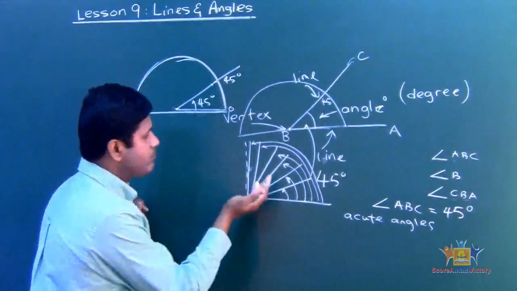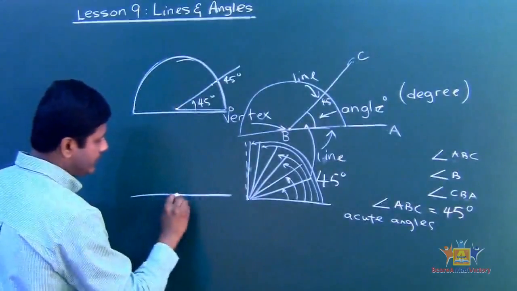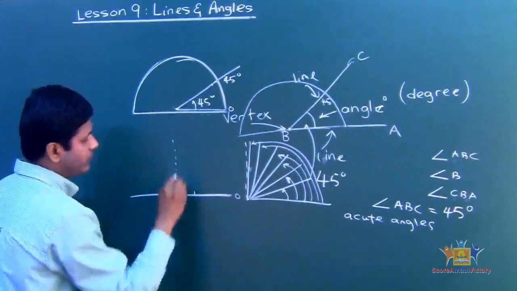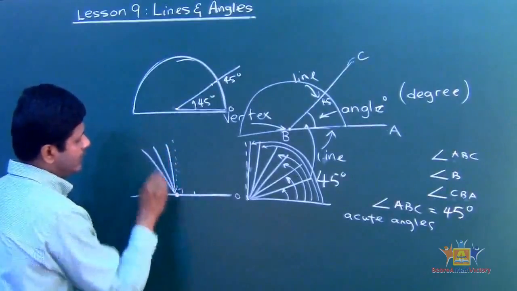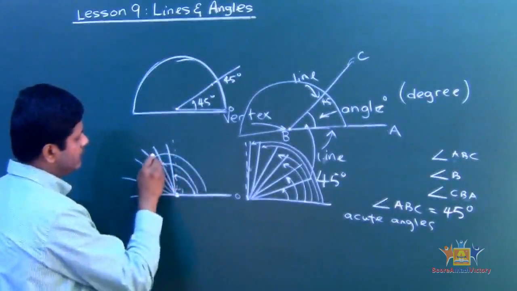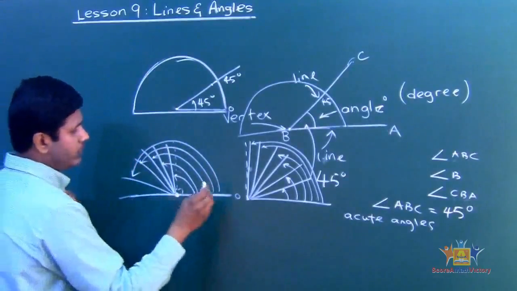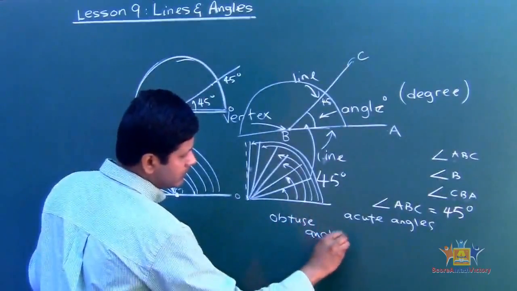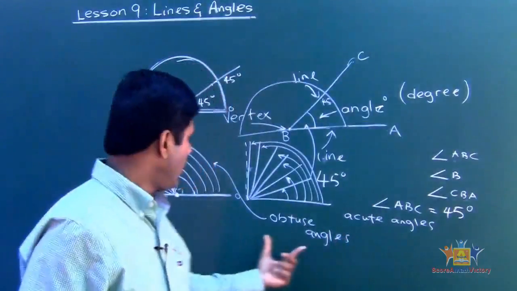Now what happens when the angle is more than 90 degrees? Okay? So let's put a straight line and position the center, and this is the starting point 0, and this is the 90 degrees, which is the right angle. When it passes the 90 degrees, and let's say it starts like that. Now all this is called obtuse angle. All these are obtuse angles. Okay? So this is called obtuse angles. See that? So acute angle, obtuse angles.